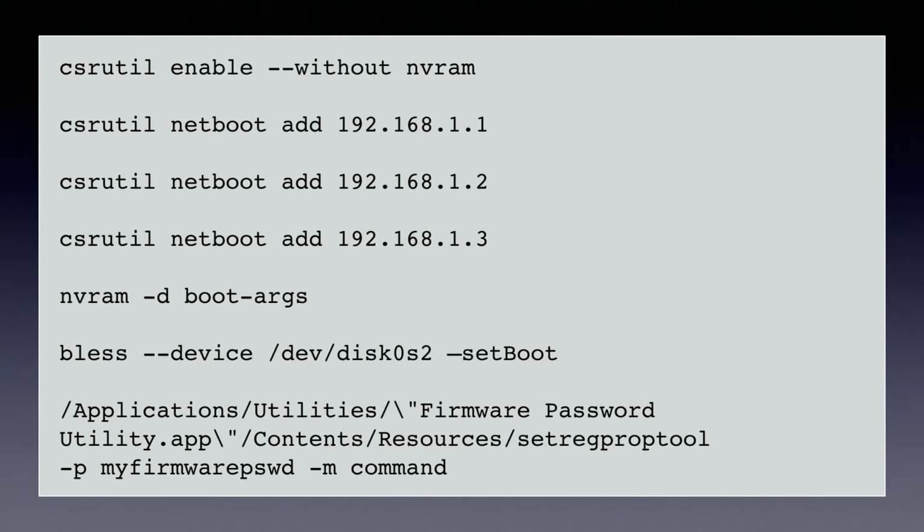And then the last thing you can actually do in the command line, which is very helpful, is you can set the firmware password, right, using the firmware password utility. So here you just go through to the Contents, Resources. There's a setregproptool. That's the actual tool that's setting the firmware password. And then you put in -p for password, and then here I just put in my firmware password. You'd put that to whatever you want it to be. And then -m command means it's going to do it, right?